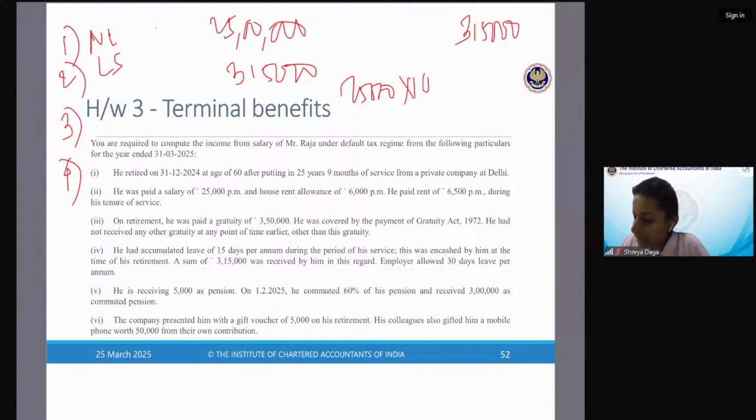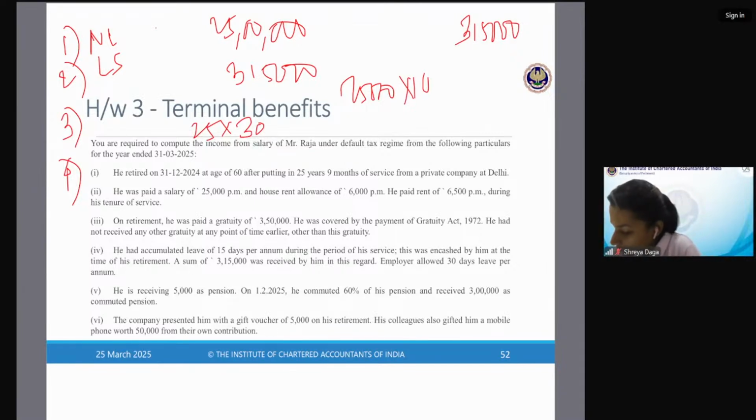For completed years, the employer was giving him leave. So for 25 years at 30 days per year, he was getting leave. So he had a total of 750 days.